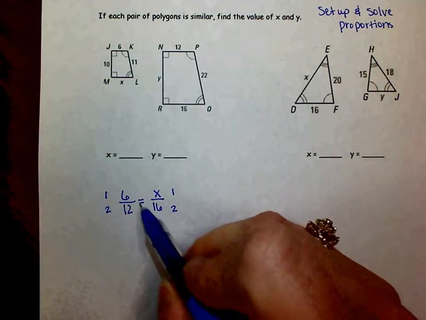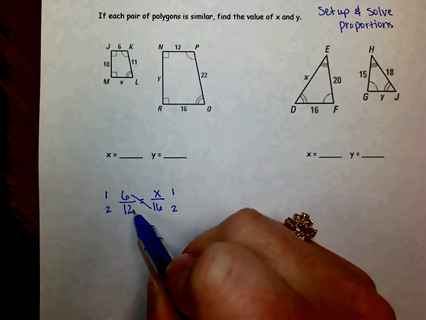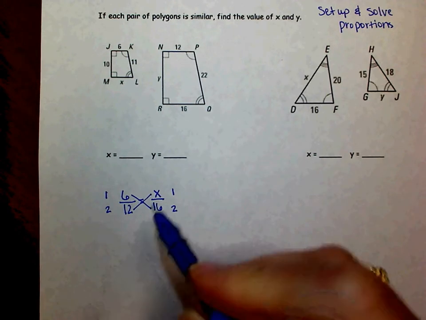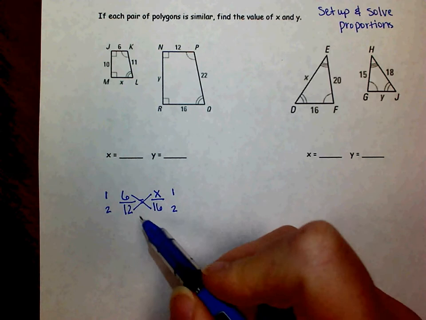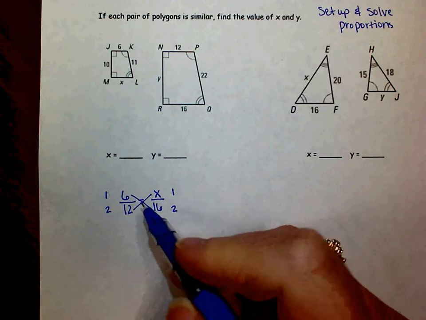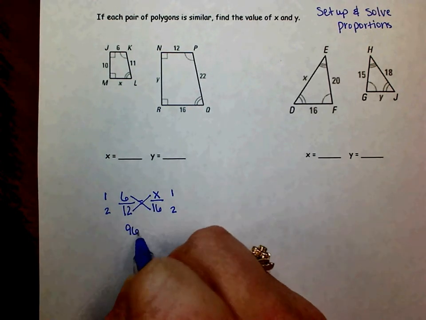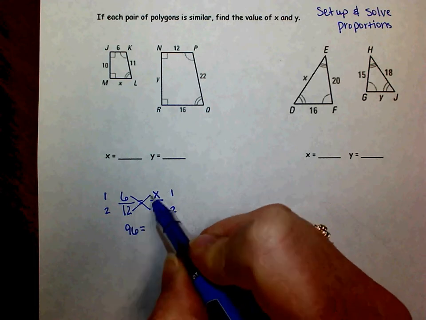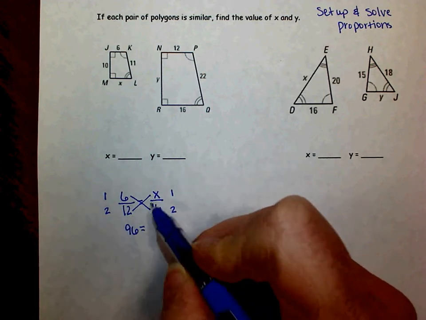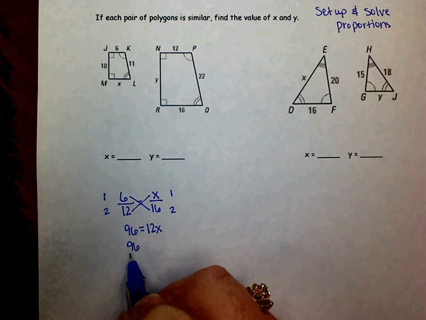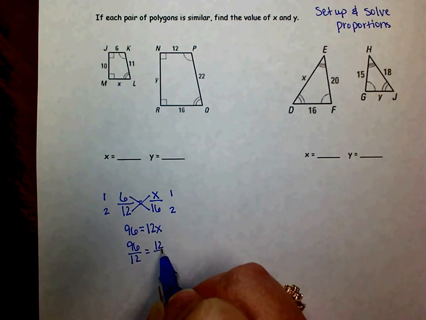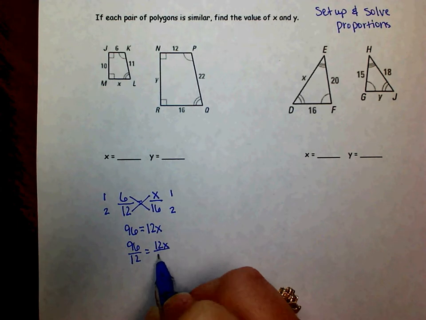Once you have your proportion, you can cross multiply to solve. So you're multiplying the numbers that are across from each other. You're going to multiply the 6 by the 16 and get 96 and set that equal to the product of the other cross numbers. 12 times x is 12x. Then to solve for x, we simply divide both sides by 12 and we get our value of x to be 8.